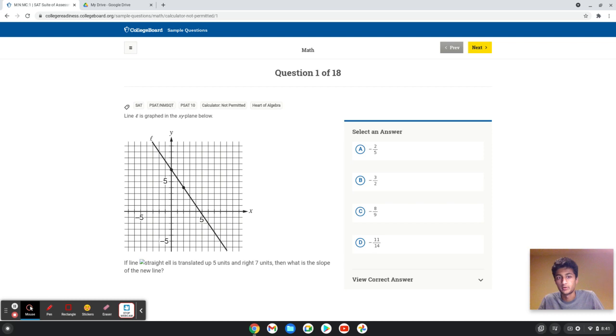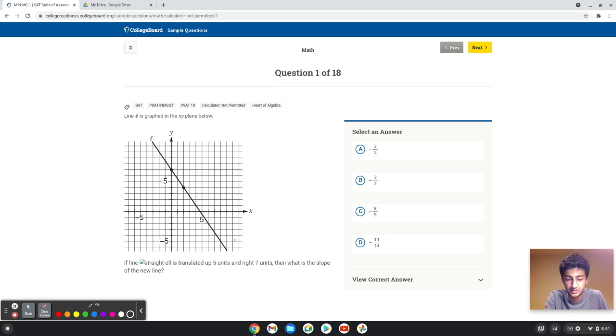And through the process, I want you guys to realize that the main idea behind these math problems is understanding the problem, attacking it, and then circling and highlighting the things that are important. So let's dive right into it.